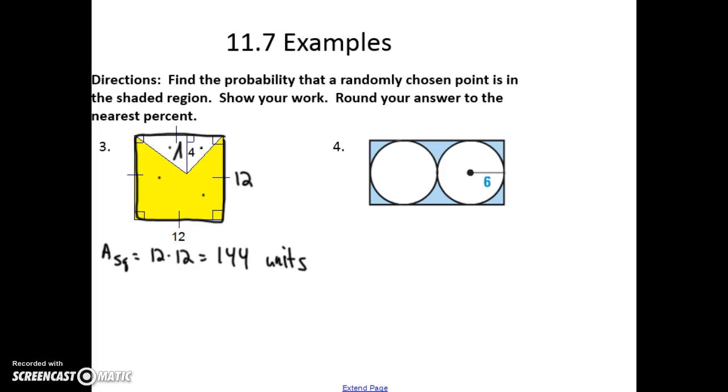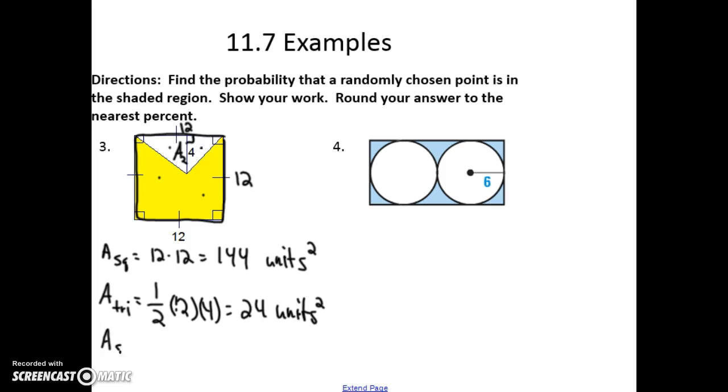So let's call this A2 and find that area. It's a triangle, so we'll say area of a triangle might be a little easier. That's 1/2 base times height. The base is 12, and the height is 4. Remember, height is always perpendicular to the base. And that would be 24 square units.